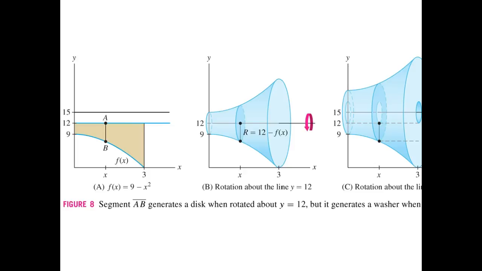About, first it says the line y is equal to 12, and then later you're going to do it y is equal to 15. Okay, well the line y is equal to 12 is going to give us a solid shape here. Okay, here's the f of x equal 9 minus x squared. Here is y is equal to 12.